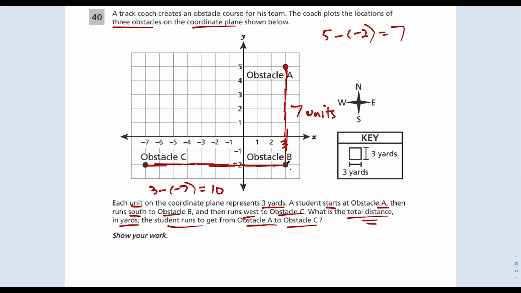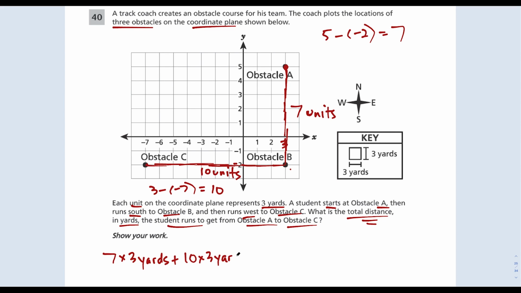Or I could just count the boxes. I'm going 1, 2, 3, 4, 5, 6, 7, 8, 9, 10. So this distance is 10 units. But one thing to be mindful of is that 1 unit across is 3 yards. So if I want to find the total distance they run in yards, well, they're going 7 units, which is once again 3 yards. So 7 times 3 yards. Plus, they're going 10 units this way, but each unit is 3 yards.